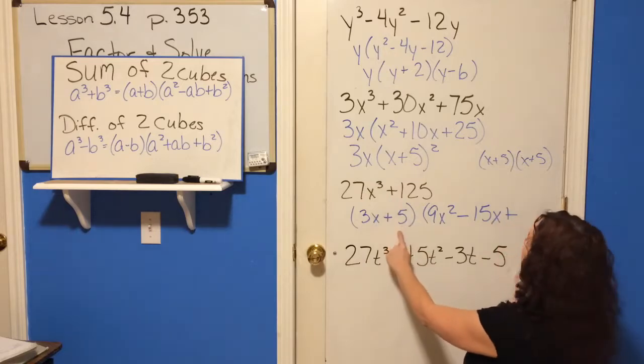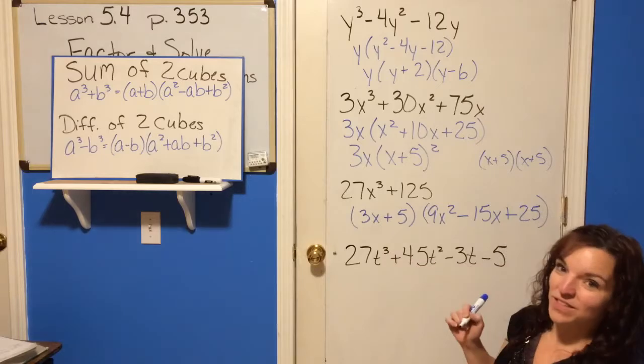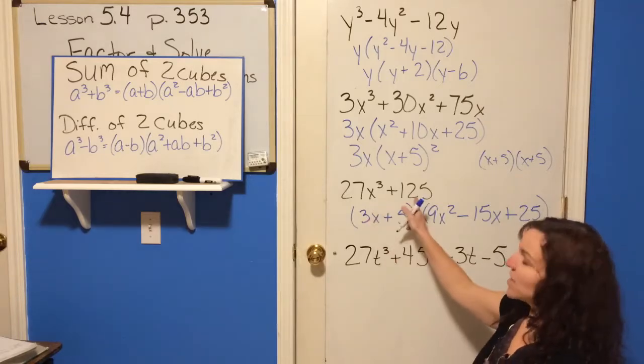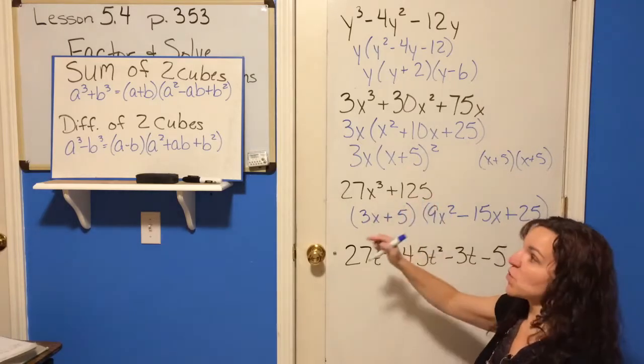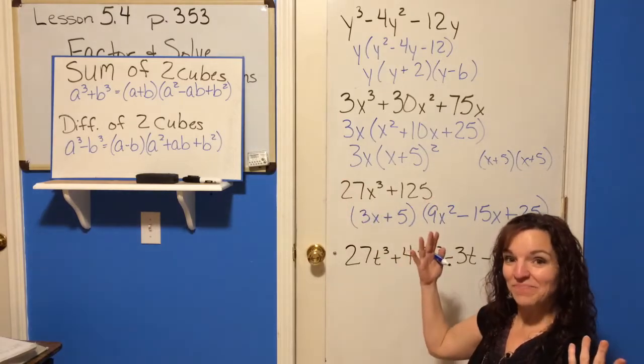And our b is 5. So 5 squared is 25. And that's as far as that will go. So if you have a perfect cube plus a perfect cube, or a perfect square minus a perfect square, it'll go that one step. And if you remember that step, then you're done.